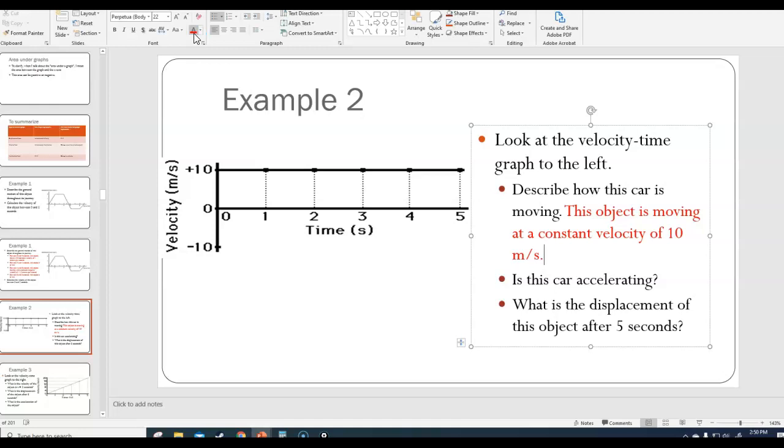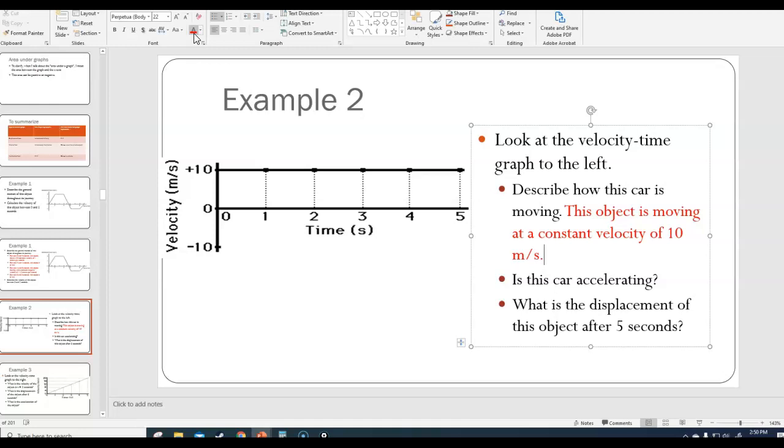You could also say that on a velocity time graph, the slope represents acceleration. What is the slope of this graph? Well, the graph is horizontal, so it has a slope of 0 because it has no rise. We talked about that before. So this object is not accelerating, and you would justify your answer using one of those two explanations I just gave. What is the displacement of this object after 5 seconds?